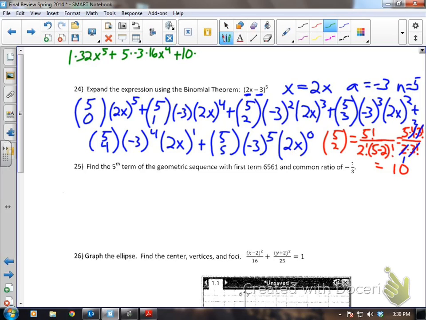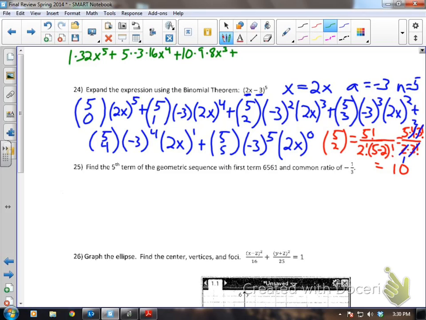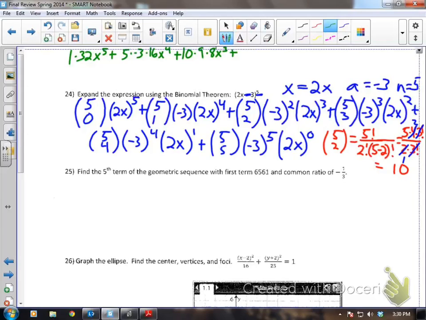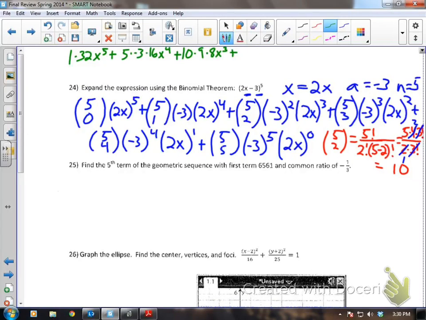Okay, so that's 10 times, and now I have negative 3 squared, which is 9, times 2x to the third, which is 8x to the third, plus, and now I've got to do 5 taken 3 at a time. And again, you could figure that one out. I'm not going to do it here because we actually did it in class last time. So that turned out to be 10 as well. So 5 taken 3 at a time is 10 again. Times negative 3 to the third is negative 27. Times 2x squared is 4x squared.